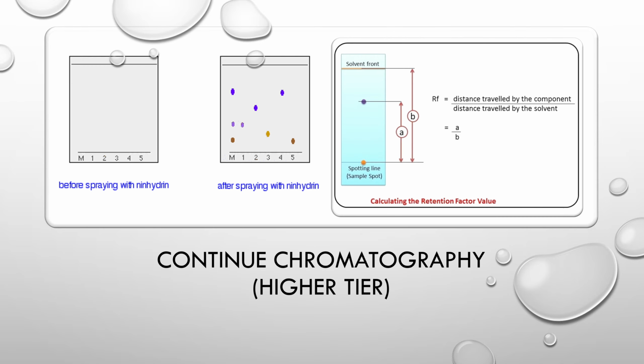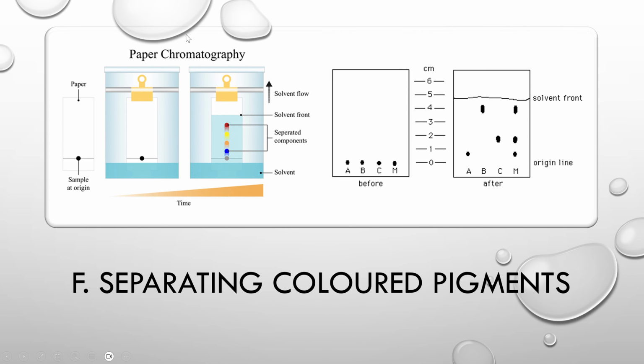So I draw the line in pencil because I don't want it to dissolve. A pencil is insoluble. So as the solvent rises, the pencil will remain and it will not dissolve and interfere with the results. I put the line, which is called the baseline, above the level of the solvent to prevent the sample from washing out. If the level of the solvent is higher, the sample will simply dissolve in the solvent and be washed out and it will not separate.